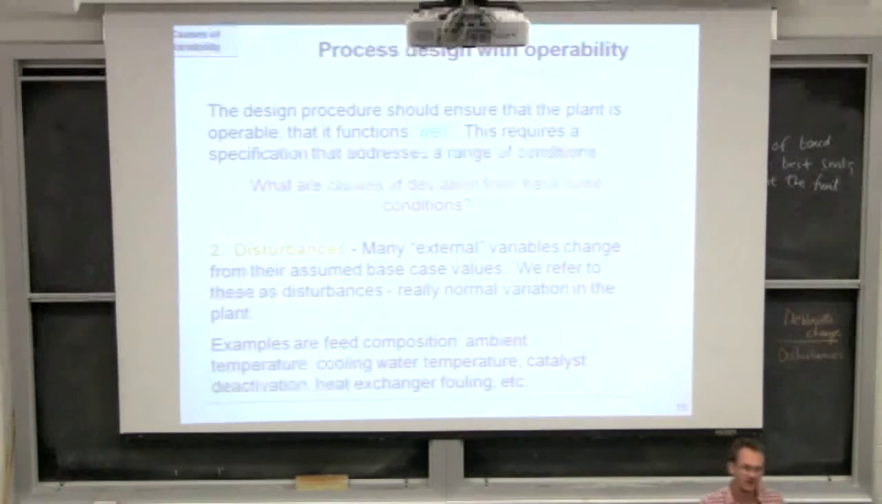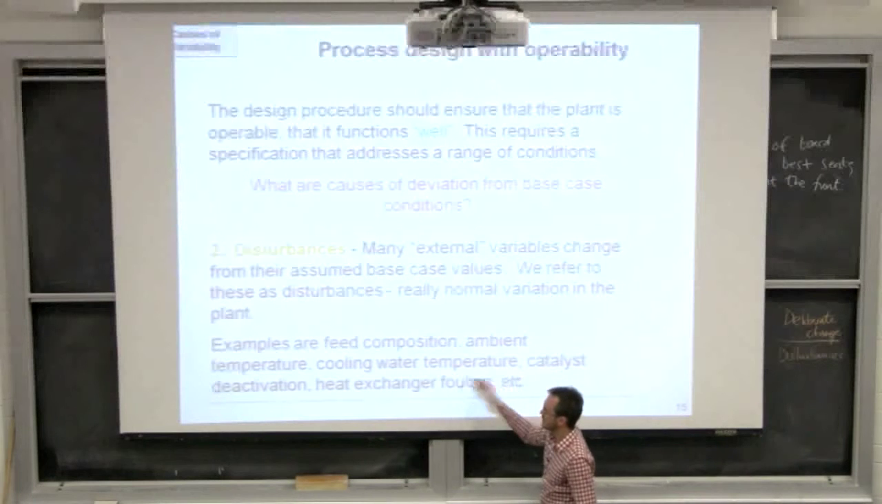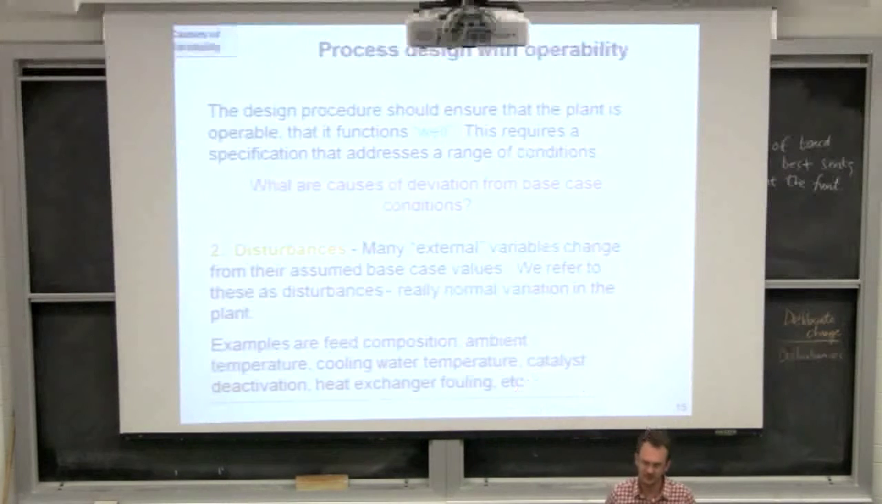But what this whole topic, I guess, can be summarized down to is that abnormal is normal, or variation is normal. So a single base case, a single number that you're designing your plant for, is not normal. We're always designing for a variety of conditions. Okay, fouling is another disturbance that occurs. You cannot control for it. Heat exchanger fouling, catalyst deactivation, these just happen, but they're normal occurrences.